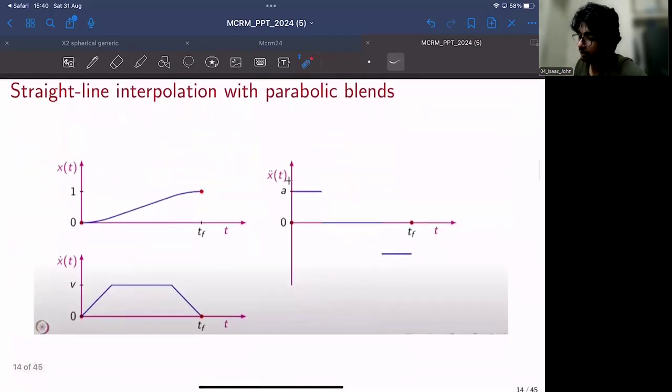Okay, so far we have covered straight line interpolation.